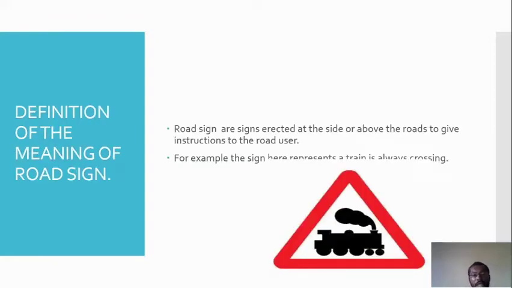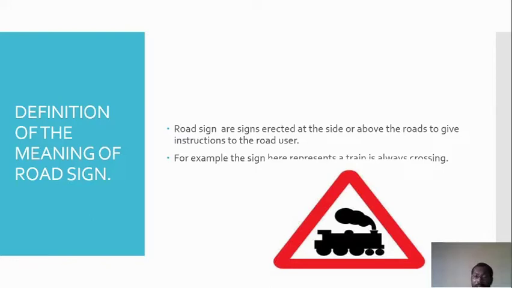Now, let us start with the definition of the meaning of road signs. Road signs are signs erected at the side or above the road to give instruction to the road user. So it means that as you're driving, the signs that you see beside you or above, maybe if there is a bridge there, you will see the signs above. It's an instruction to guide you on how to use the road. That is why they put those signs there.